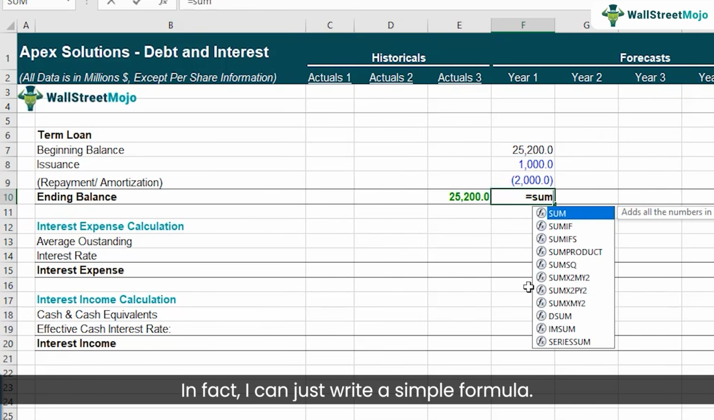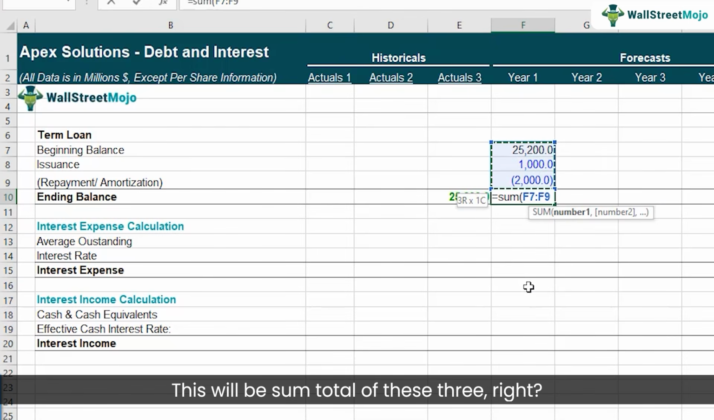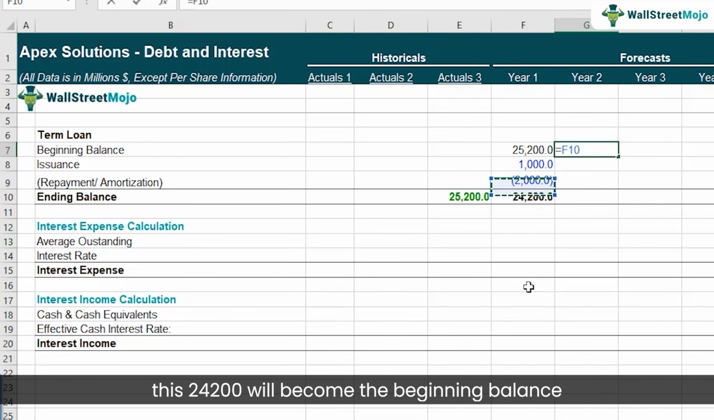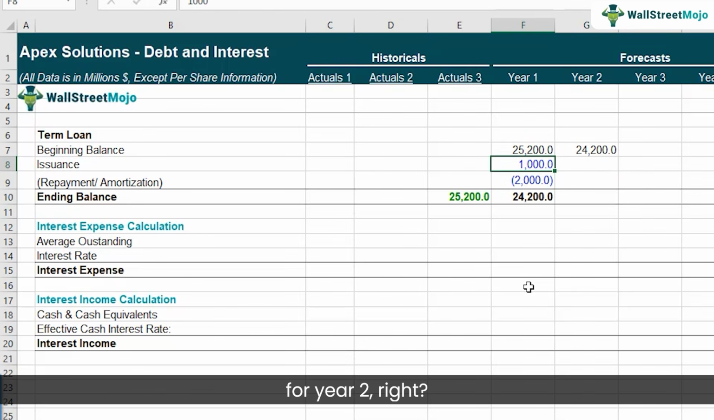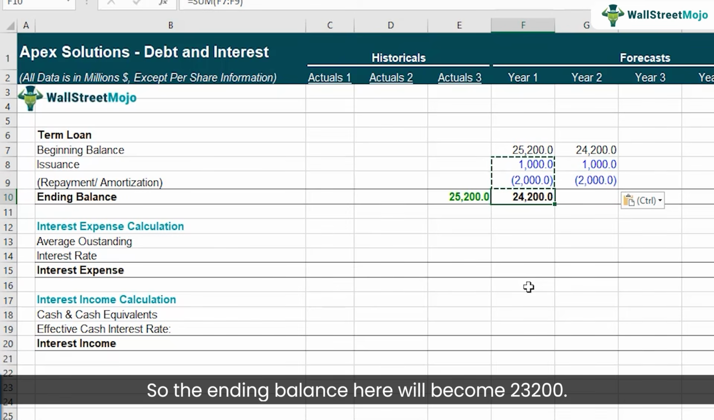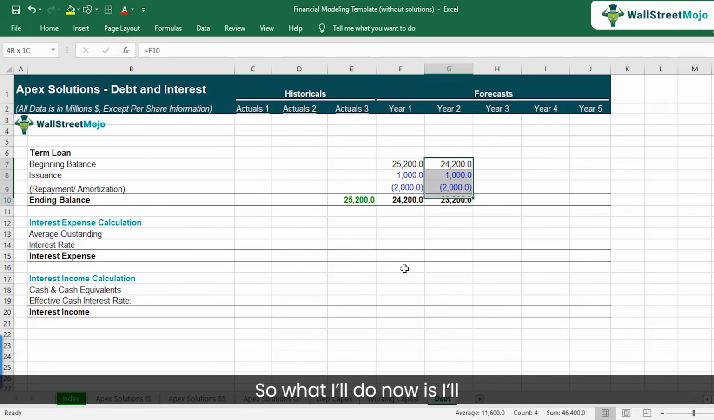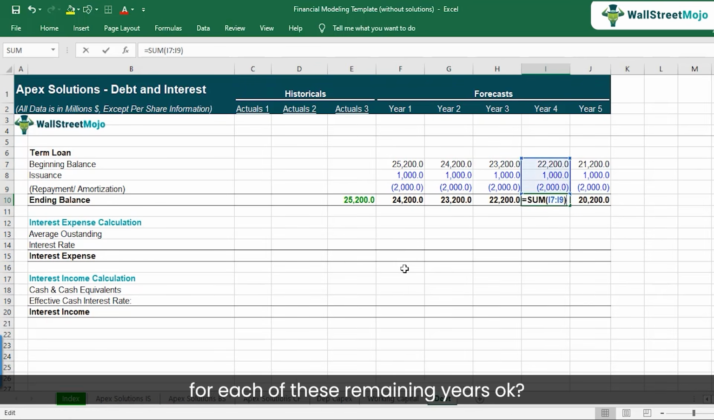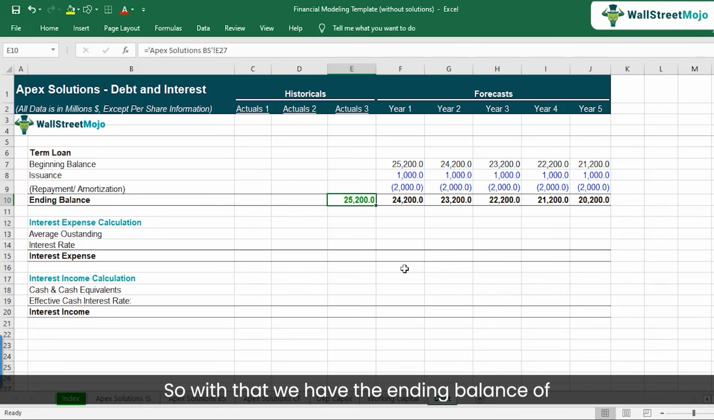In fact, I can just write a simple formula. This will be sum total of these 3, right? So it comes out to be 24200. Okay. Now this 24200 will become the beginning balance for year 2, right? And the same situation is going to continue for year 2 as well, right? So the ending balance here will become 23200. So I'll copy and paste this across for the other years as well, so as to find the ending balances for each of the remaining years. Okay. So with that, we have the ending balance of term loan.